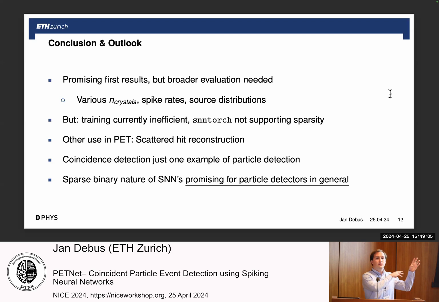But in general, this and also coincidence detection are just very specific examples of particle detection applications, which in high energy physics and particle physics you have quite a lot. This is essentially a level 2 trigger. If this can be converted into the realm of high energy physics, that would be something which we think is very, very helpful and very, very interesting, because the sparse binary nature of SNNs lends itself to this problem.